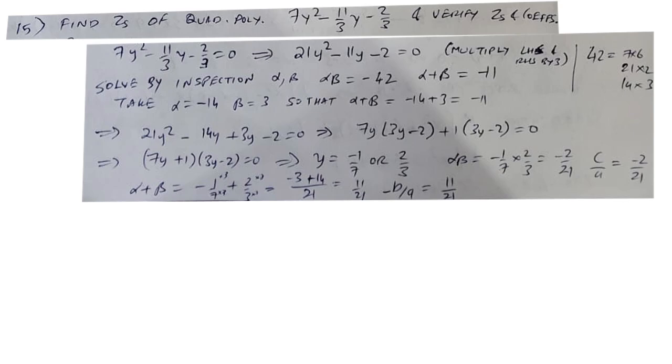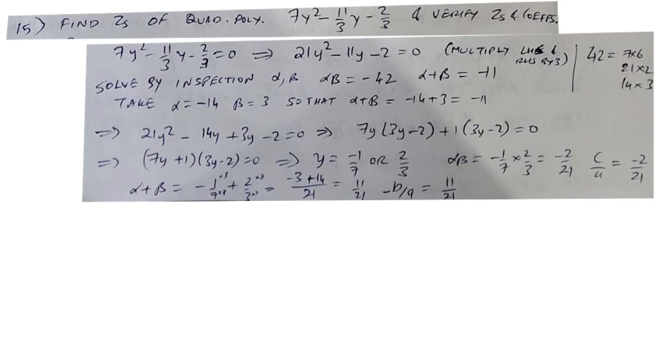So this implies 21y squared minus 14y plus 3y minus 2 is equal to 0. Taking 7y common out of the first two terms, we get 7y into 3y minus 2 plus 1 into 3y minus 2 equal to 0. Taking 3y minus 2 common, we get 7y plus 1 into 3y minus 2 is equal to 0. That implies y is equal to minus 1 by 7 or 2 by 3. So these are the two roots.